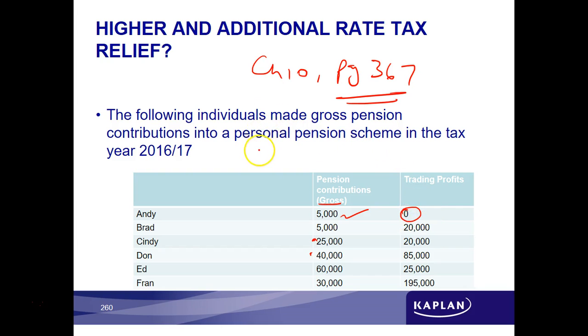I forgot to put here as well that the question also says that they have no other sources of income. So Andy does not work. So because Andy doesn't work, he's restricted. What he can get relief for is restricted, as I mentioned a couple of slides earlier on. So I'm just going to do this on the next slide.